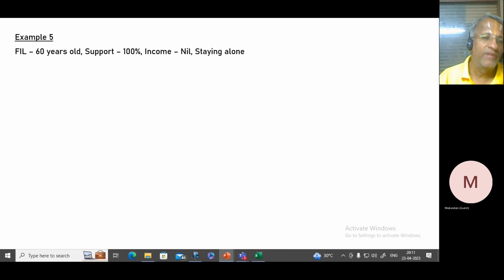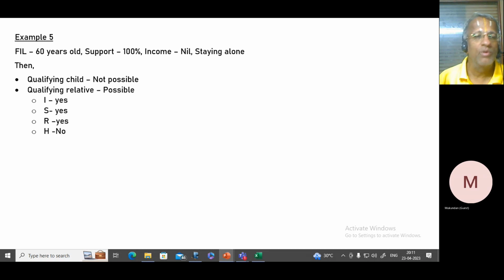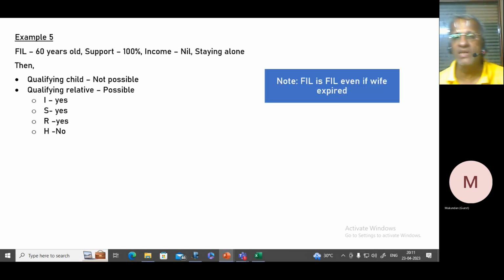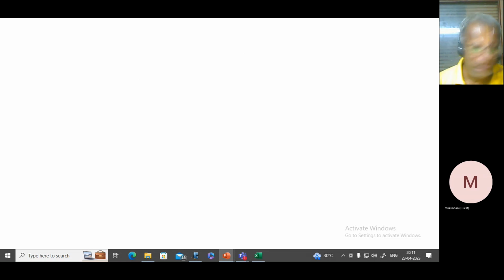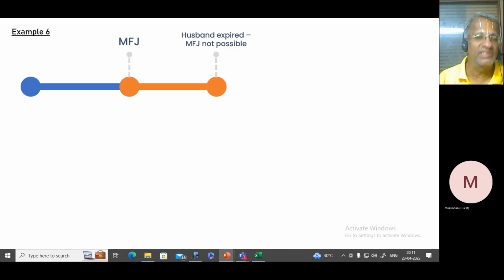Example number 5. Father-in-law, 60-year-old, support 100%, income nil, staying alone. Under what head should he be taken up? Qualifying child not possible. Qualifying relative, yes, possible. How come? So the relationship test, no, but 3 out of 4 conditions are satisfied. Father-in-law is father-in-law, even if the wife is expired. The next, example number 6.